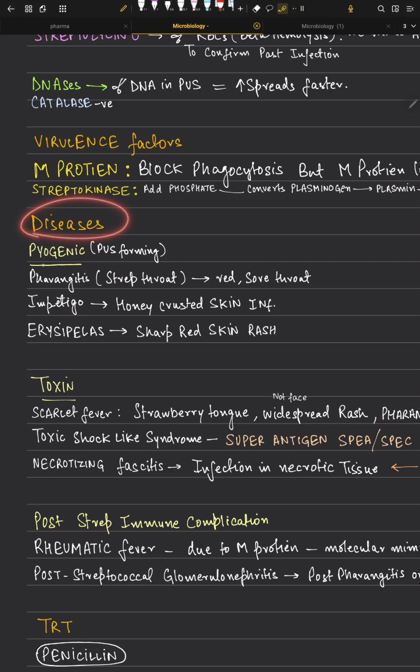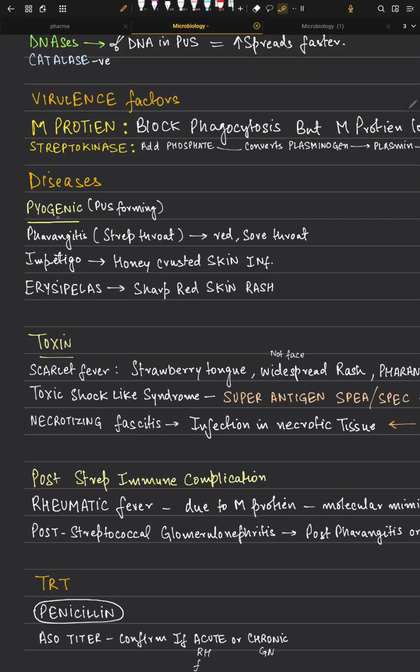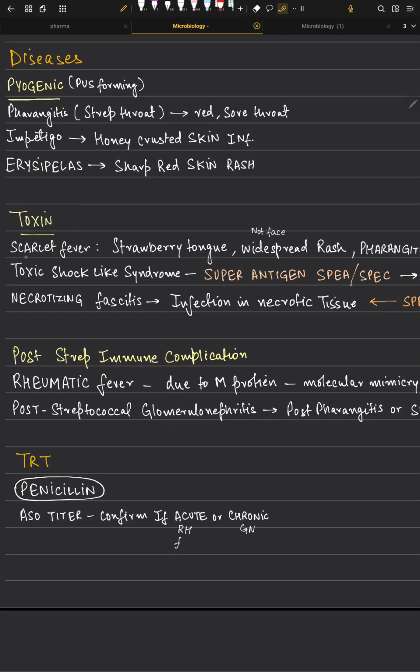Diseases it can cause are, number one, pyogenic diseases, toxin mediated diseases, and post-streptococcal immune complications. Cool. Nothing really hard. Let's talk about pyogenic. Pyogenic means pus forming, of course. So pus can be formed by these three: pharyngitis, impetigo, and another thing they can cause is erysipelas, which is a skin rash. I think about erysipelas as peeling.